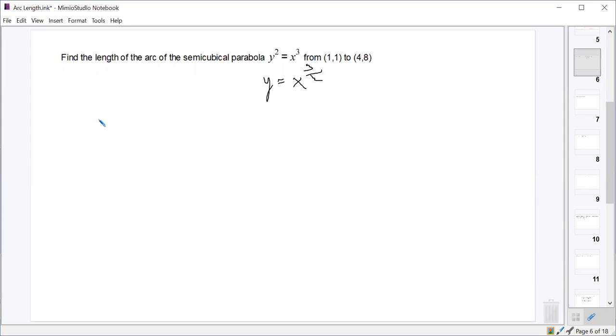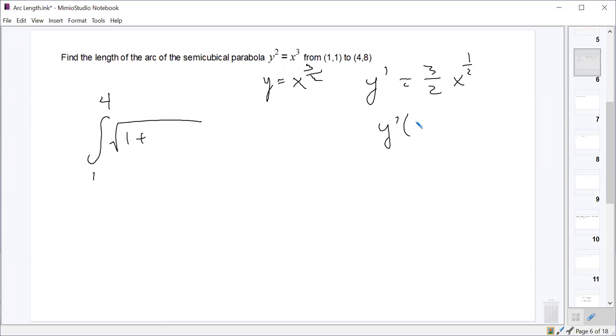And so if we want to put it into an integral from 1, the x value, to 4, the other x value, of the square root of 1 plus f prime squared, we need to find out what's the derivative of this. So what is y prime equal? It should be 3/2 x to the 1/2. And what will y prime squared be? That'd be 9/4 x. Everybody good with that? Yeah. So we'll have the integral of the square root of 1 plus 9/4 x dx.